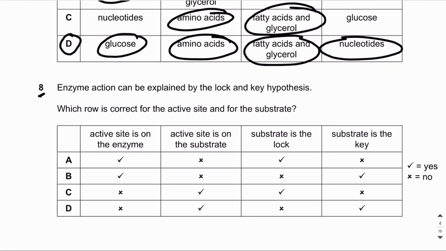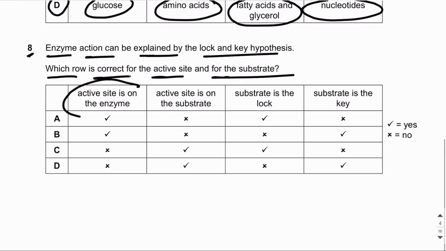Let's move on to MCQ number 8. Enzyme action can be explained by the lock and key hypothesis. Which row is correct for the active site and for the substrate? Okay, so if we talk about the active site, active site is on the enzyme. Yes, guys, it's on the enzyme. Active site is on the enzyme. Active site is on the substrate.